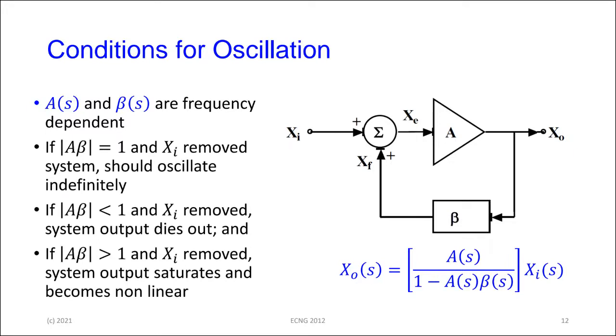So what should happen here, therefore, is that if the magnitude of A beta is 1 and Xi is removed, the system should oscillate indefinitely. If A beta is less than 1 and we remove the input, the output should die out. And if A beta is greater than 1 and we remove the input, the output will go to whatever the power supply rail voltages are, and it will stay there, right? Or the system will shut itself down.